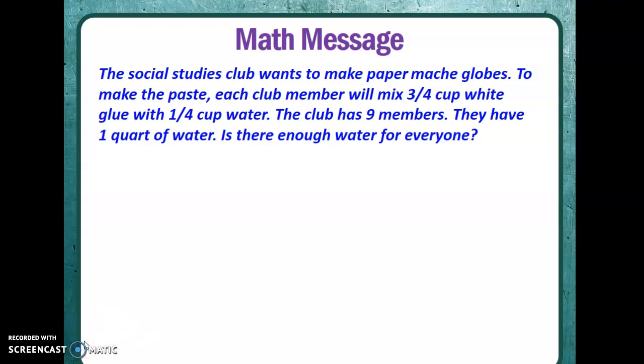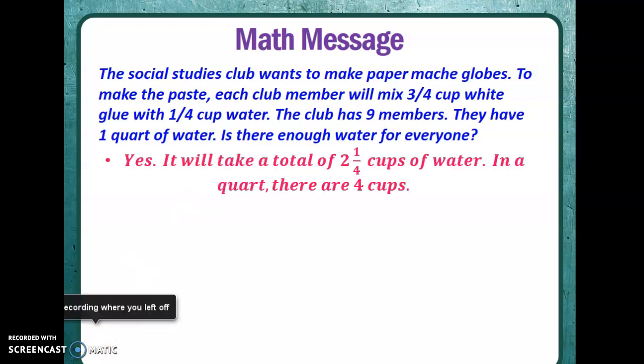Notice that there are two different units in this question. So they're saying cups for this part, but in the question they're asking about quarts. So remember there are 4 cups in 1 quart. So pause the video while you solve to figure out if there is enough water for all 9 members, and then come back to check your answer when you're finished.